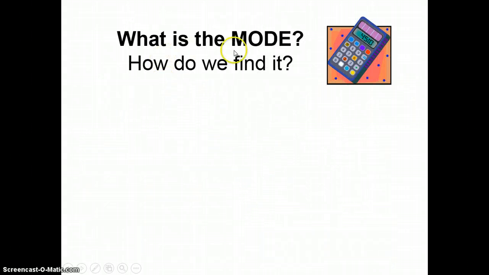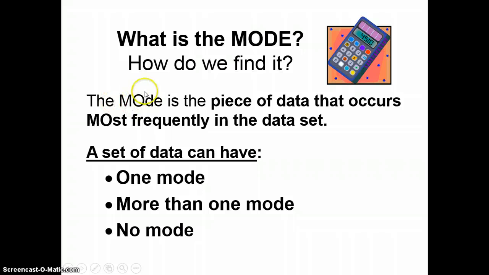Right. Now, what is the mode? The mode is the most often. Notice this is not a typo, capital MO. The mode is the piece of data that occurs most frequently in the data, so MO, most often, most.